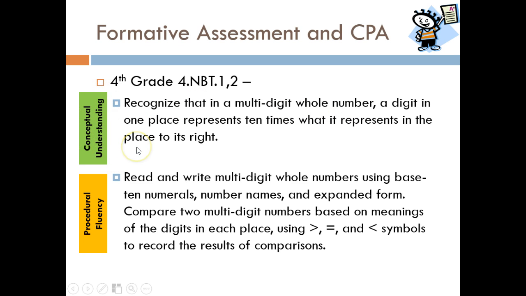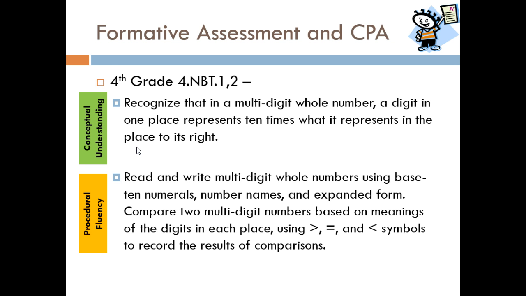So as we are looking at a standard that we want to design a formative assessment for, we need to think, what level is this at? Is it conceptual understanding? Is it procedural fluency? And is it application? Because that's going to change the type of assessment question that I write to determine if students have it mastered. I don't want to put a procedure in place to demonstrate conceptual understanding.